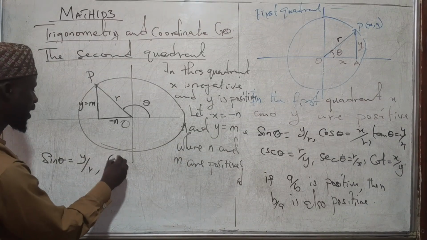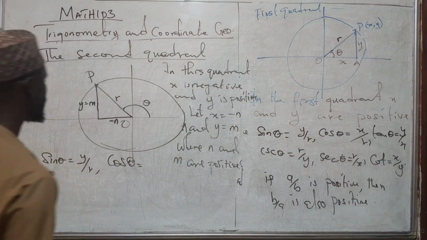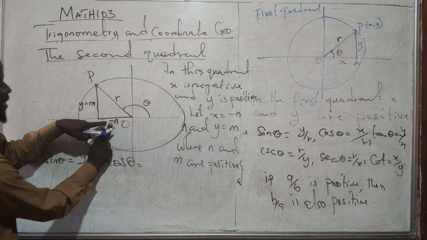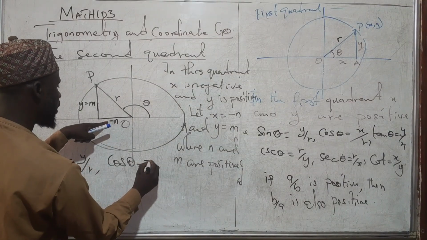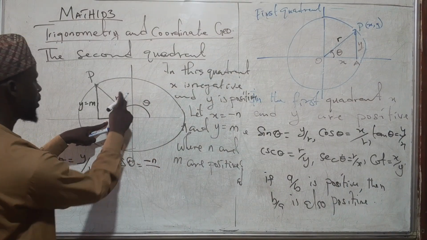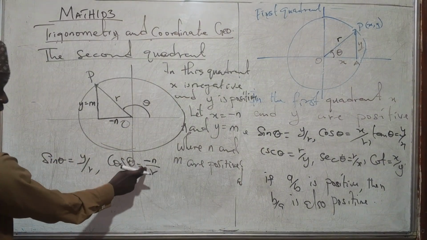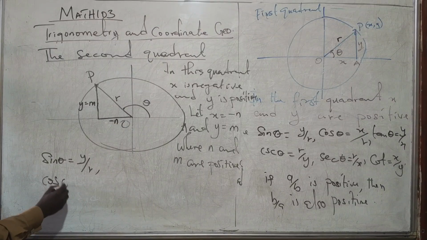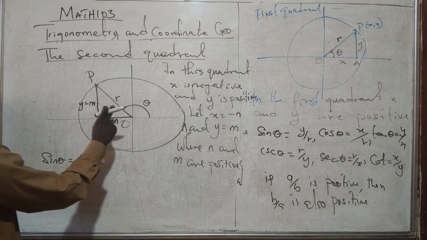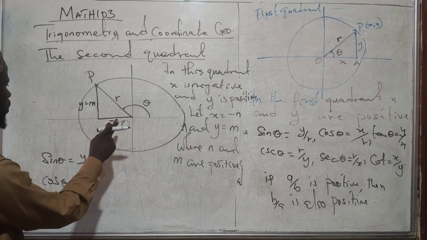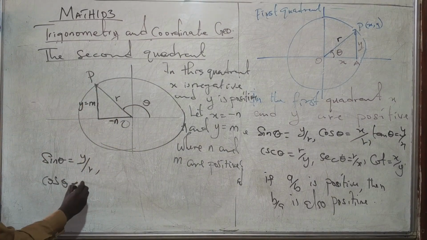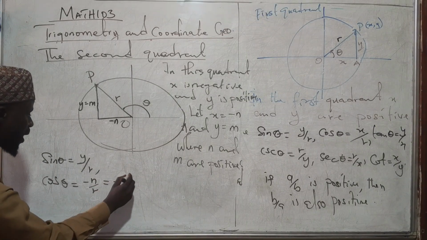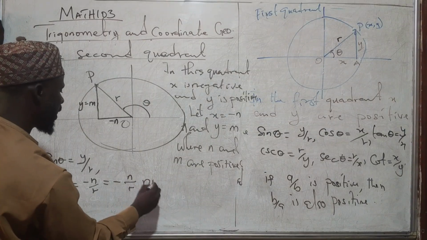And then cos theta will be equal to adjacent over hypotenuse, but my adjacent is minus n, therefore minus n over r. So we see this is actually negative. So cos theta is adjacent over hypotenuse, that is minus n over r, and this is actually negative.